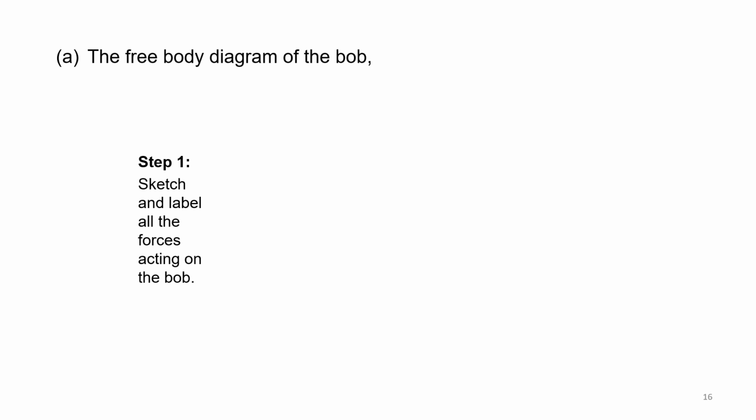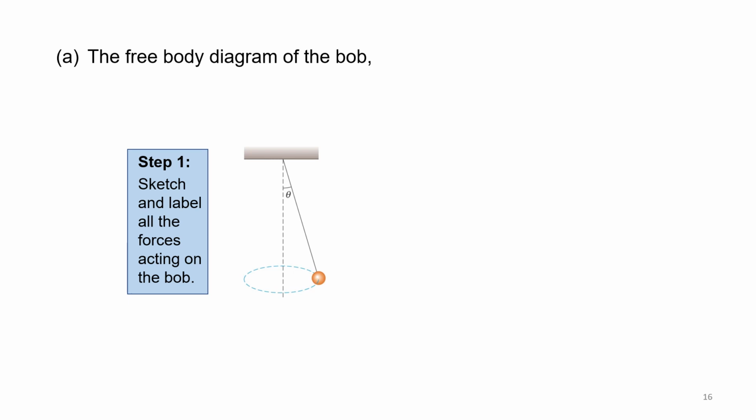Alright, so question A, sketch a free body diagram of the bob. Okay, the first step is we sketch and label all the forces acting on the bob. So the first force is the tension. It's directed along the string, and the second one is the weight of the bob, directed downwards to the center of the earth, and the centripetal acceleration is directed to the center of the circle.